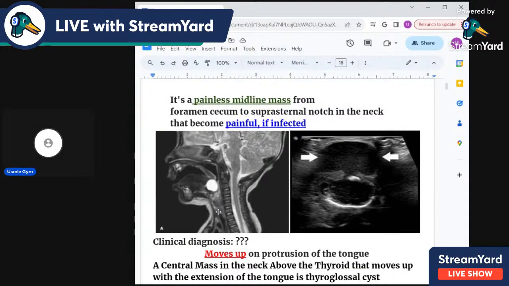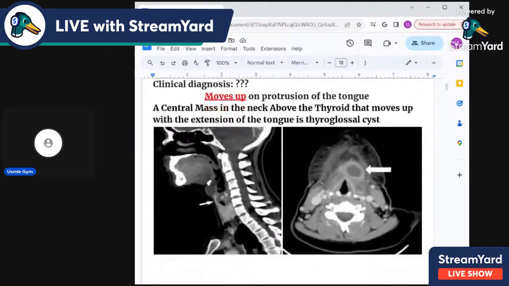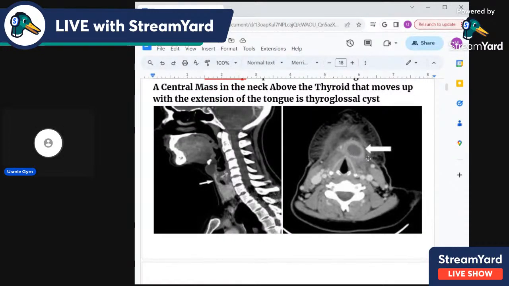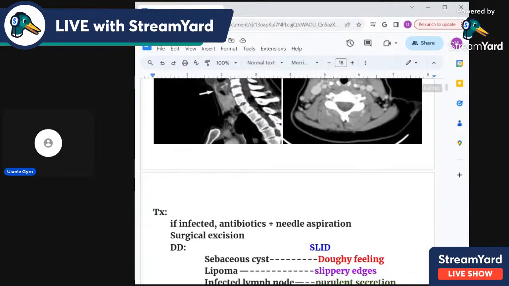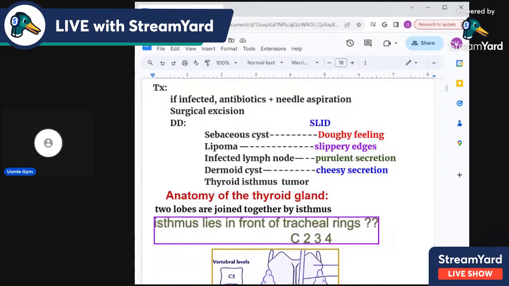This moves from under the tongue here. And this is the thyroglossal cyst. It's a central mass in the neck above the thyroid that moves up with the protrusion of the tongue. Now, the treatment of this infected cyst is antibiotics plus needle aspiration.